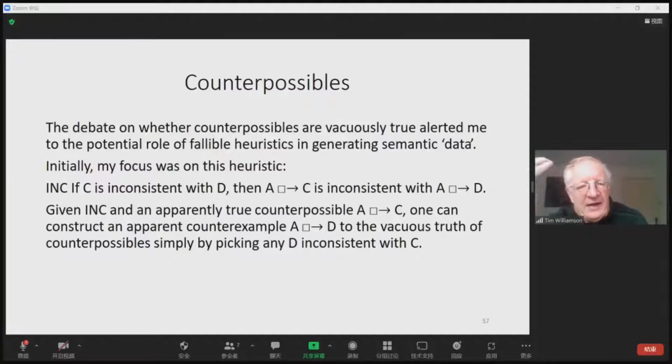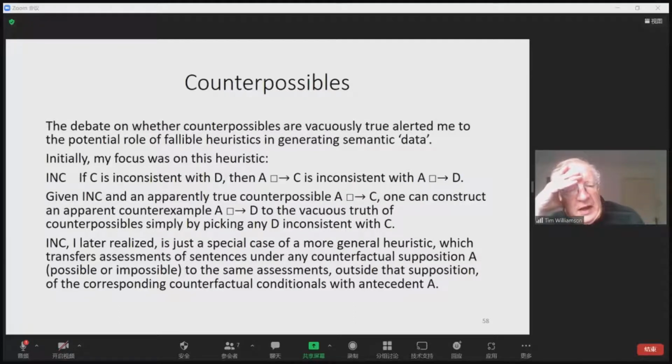And so, if you have that rule, INC, and an apparently true counterpossible, 'if A were the case, then C would be the case', then you can construct an apparent counterexample to the vacuous truth of counterpossibles, because you just pick some D which is inconsistent with C, and then look at 'if A were the case, D would be the case', and then that's going to seem false because of the inconsistency between C and D. So once you've got this heuristic, it's very easy to construct apparent counterexamples to the vacuous truth of counterpossibles.